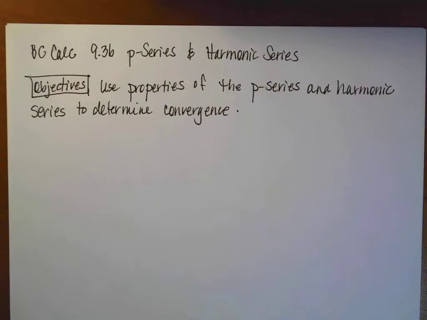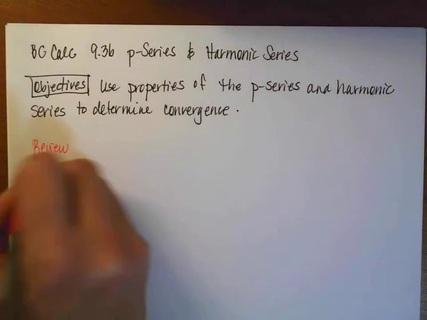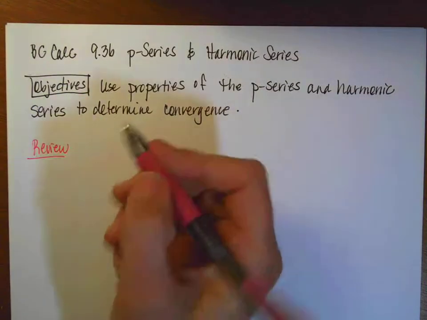Ladies and gentlemen, we're going to do 9.3b today. We're going to be adding to our knowledge of tests to do for convergence. Today we're going to do the P series and the harmonic series. So we're going to use properties of both to determine whether or not a sequence converges. But before we start doing that, I would like to go back and review some of the things that we have done so far. So for our review, I'm just going to start listing a series of things.